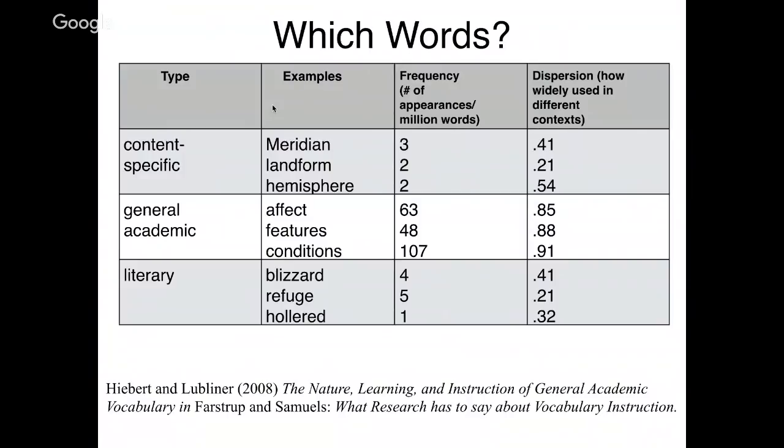They just pull it out as a separate. So let's look at those first 2, content tier 3 and general academic tier 2. There are examples of each of those given. And then it says frequency, the number of appearances that that word makes in a million words.